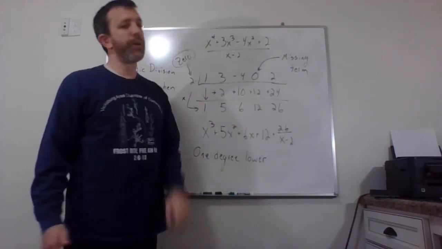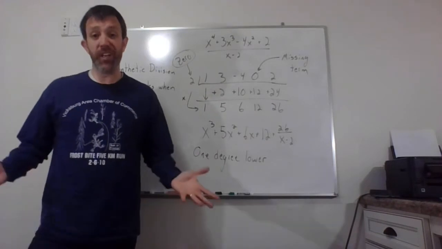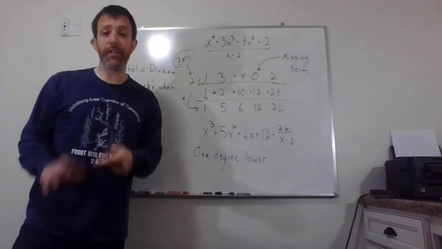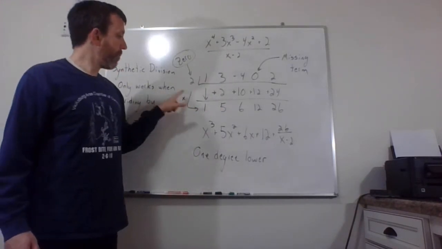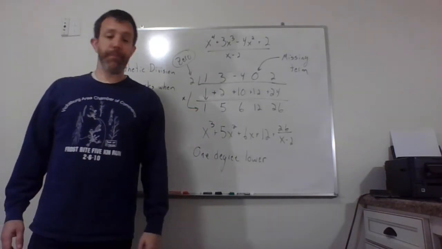2 times 12 is 24. 2 plus 24 is 26. And now we're done. We just have to write the answer. So look how nice that was. First number drops down, multiply, add. And just go all the way down the line and you'll have it.